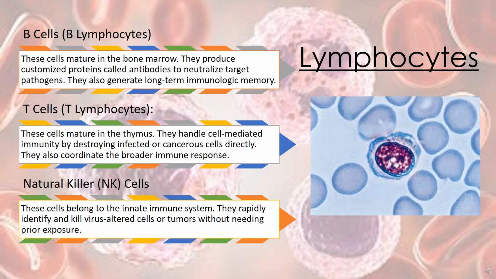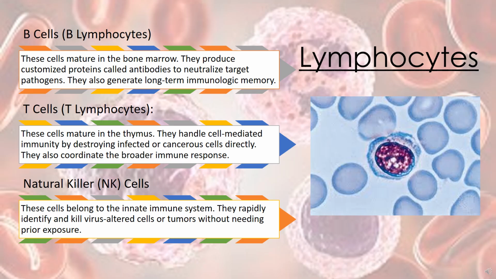Lymphocytes are a specialized type of white blood cell that serve as the primary cells of the adaptive immune system. They originate in the bone marrow, circulate through the bloodstream and lymph vessels, and concentrate heavily in lymphoid organs like the spleen and lymph nodes. They make up roughly 20% to 40% of all circulating white blood cells.